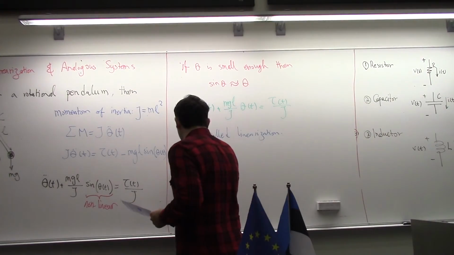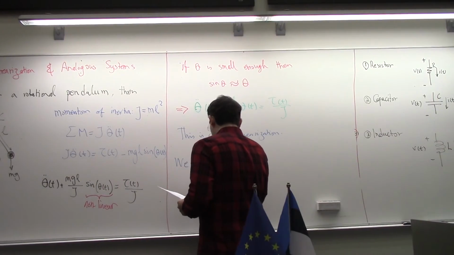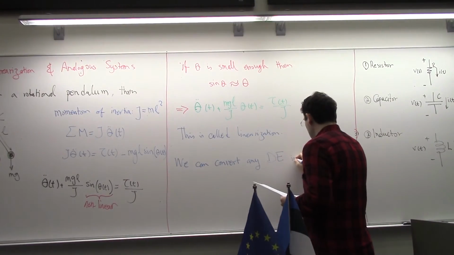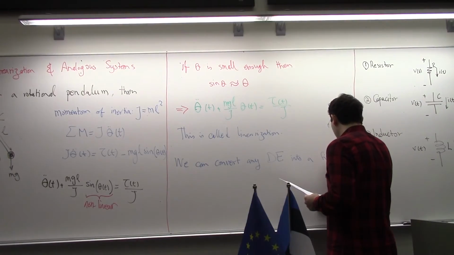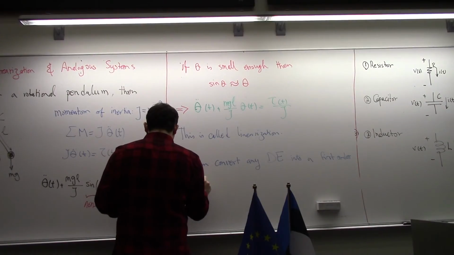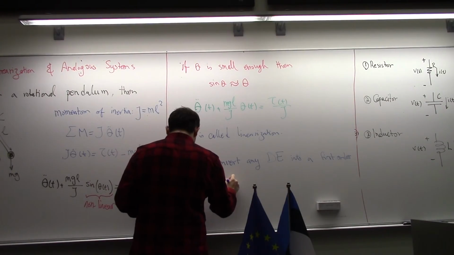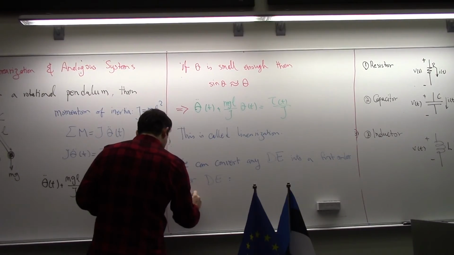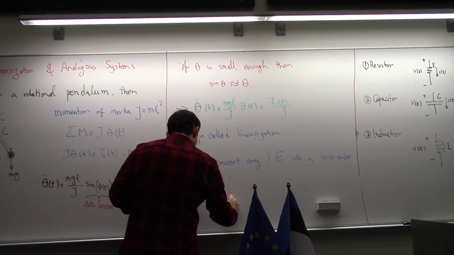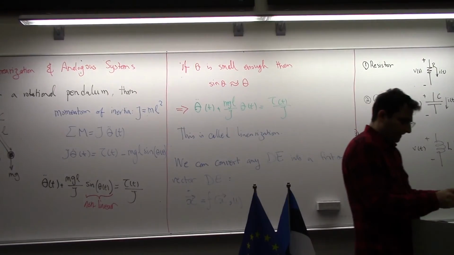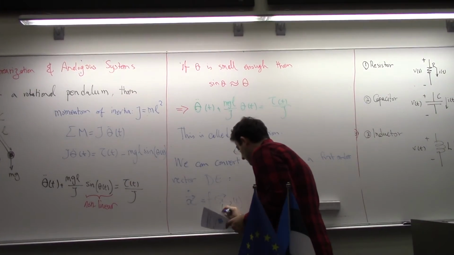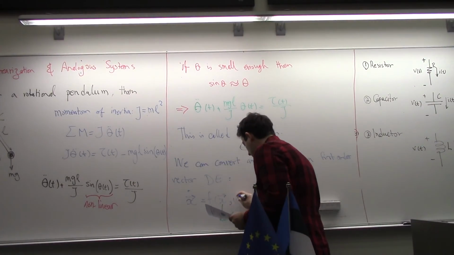And actually we can write this one. We can convert any differential equation into a first order vector differential equation, which means that x vector dot is the function of x and an input u. This is a vector and u is the input.